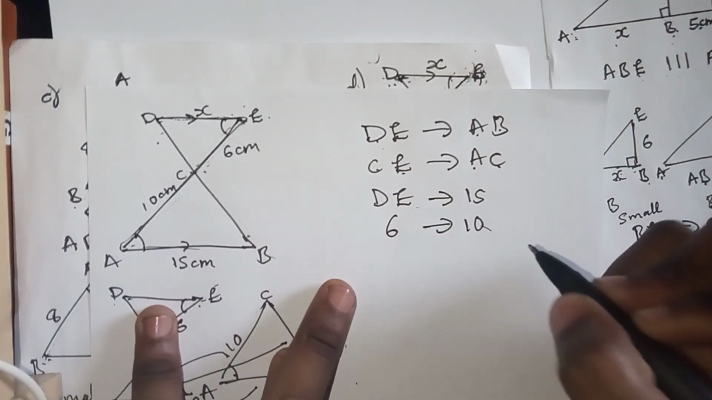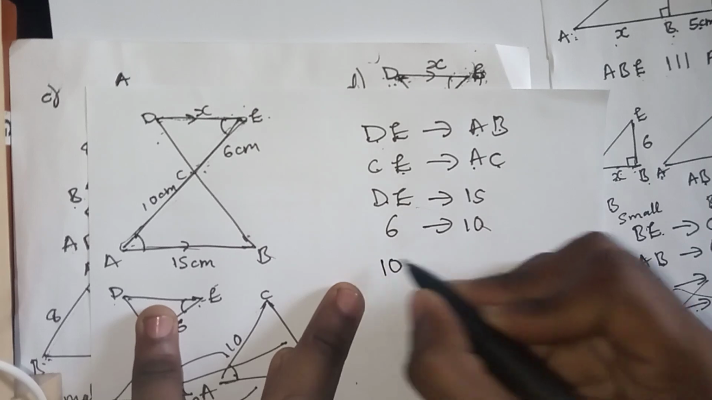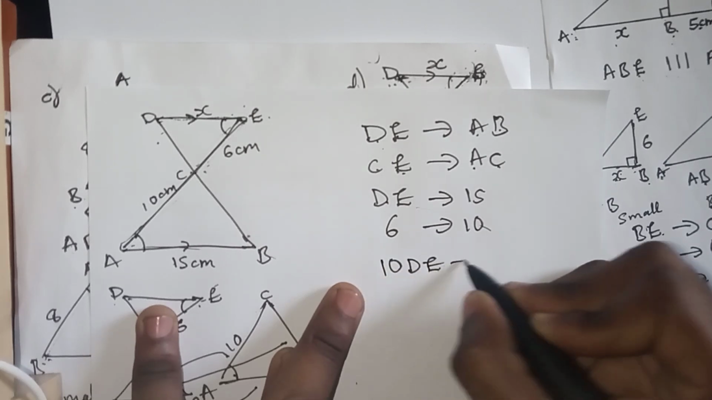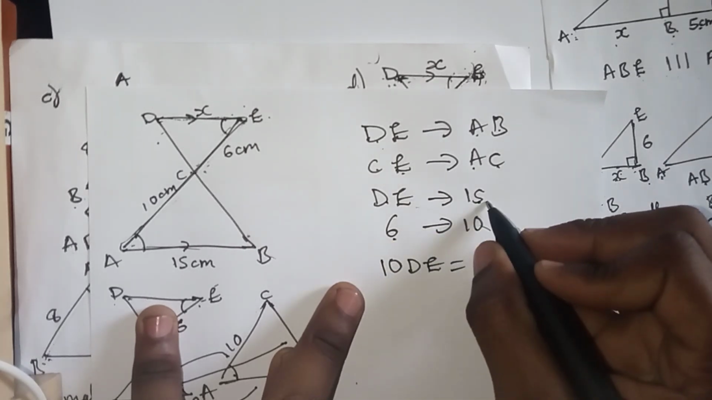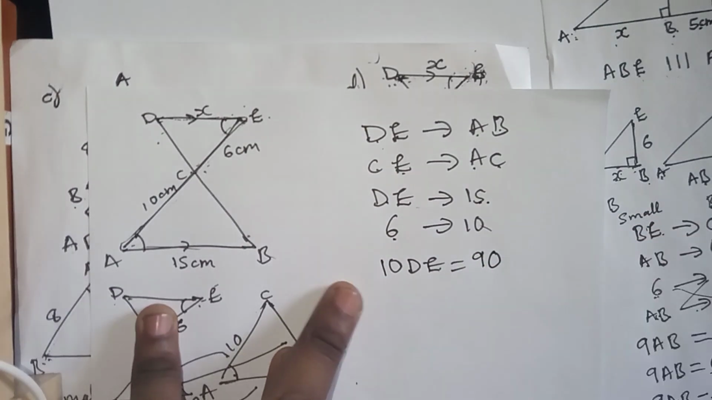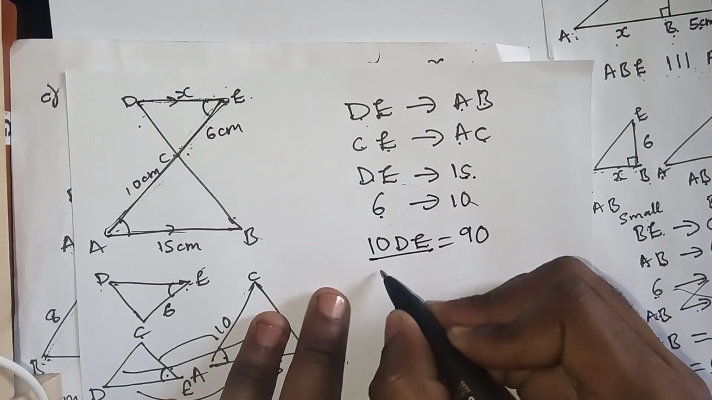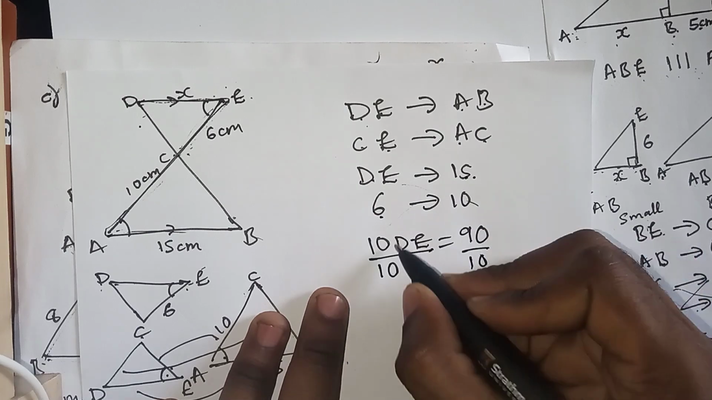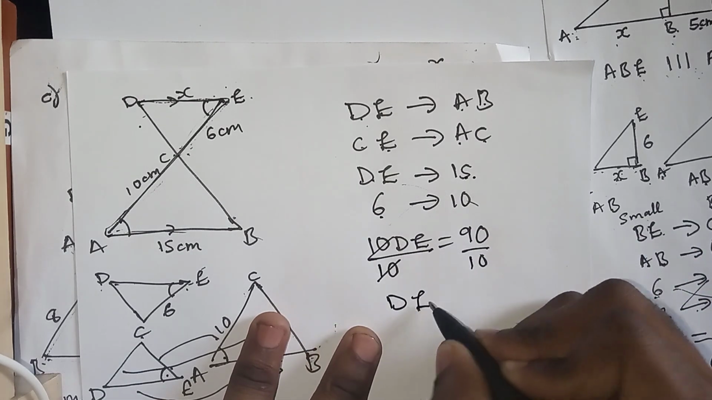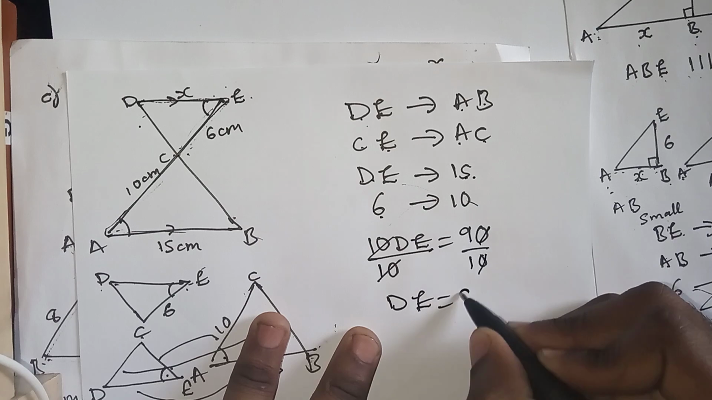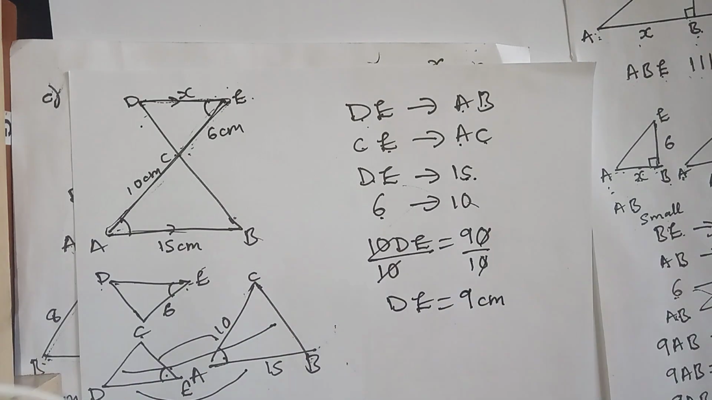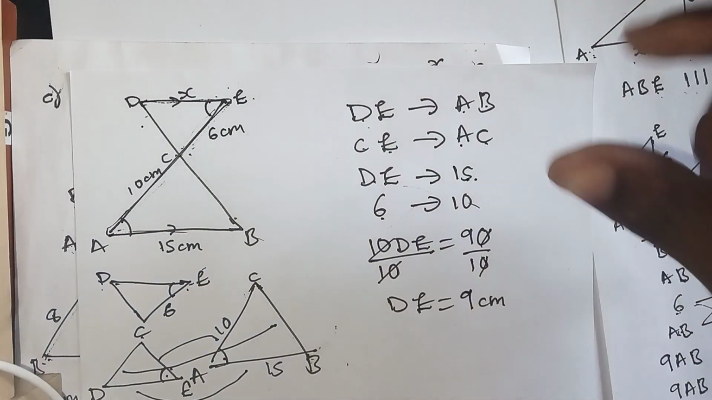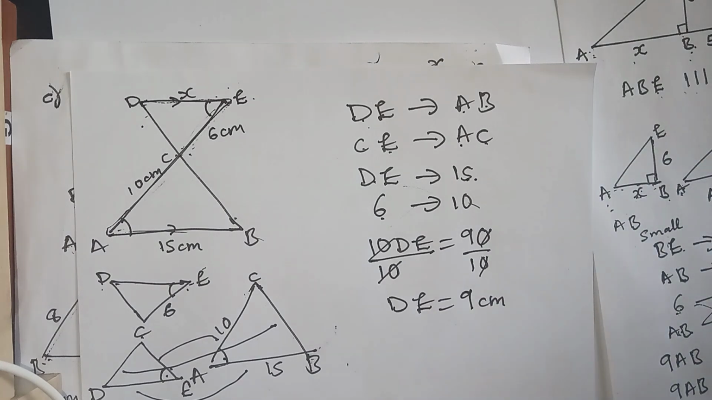So you can cross multiply this by this, will be 10 DE. Then 15 by 6, this should be a 90. Then when you divide both sides by 10, you have your DE as 9 centimeters, like this, and this solves the problem. So whenever you've been given a question like this, make sure you separate them first, and then you can relate the sides.